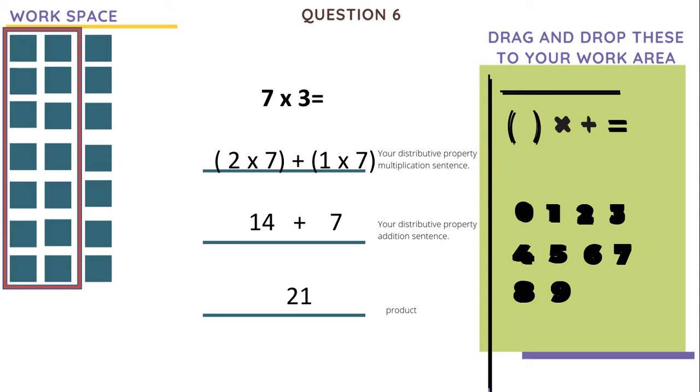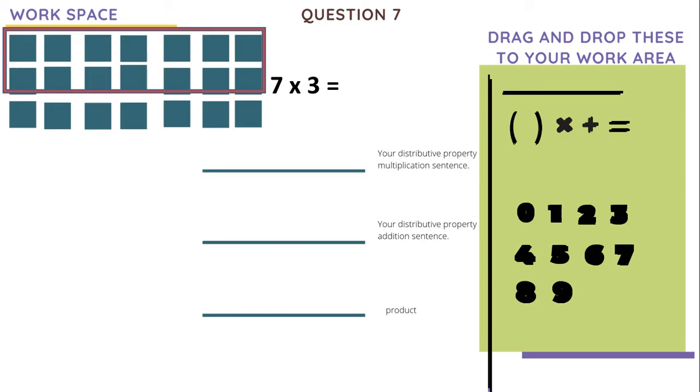And last but not least that I'm going to model is 7 times 3. 7 times 3 can be broken up into 2 times 7 plus 1 times 7. Here we have 2 times 7, which is 14, and here we have 1 times 7, which is 7. The 3 from the original number sentence was broken apart. When you add 14 plus 7, you get 21.